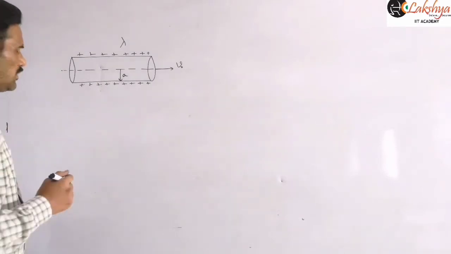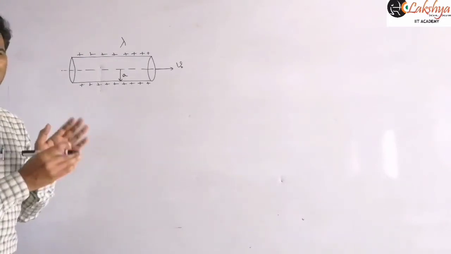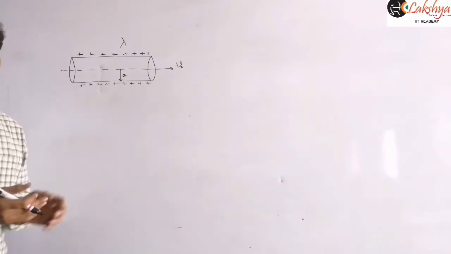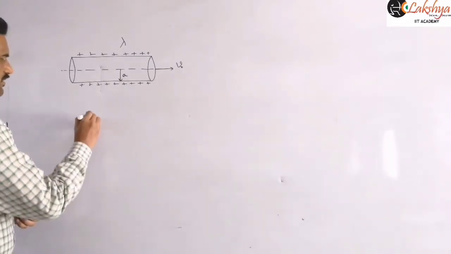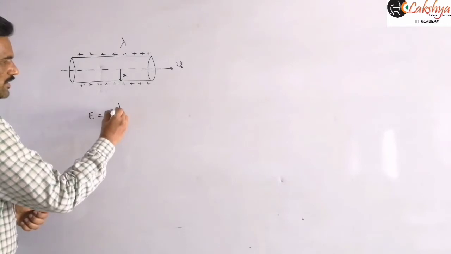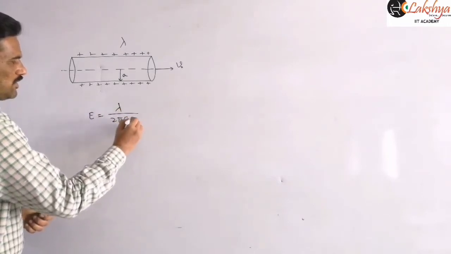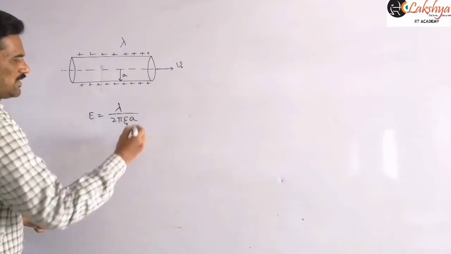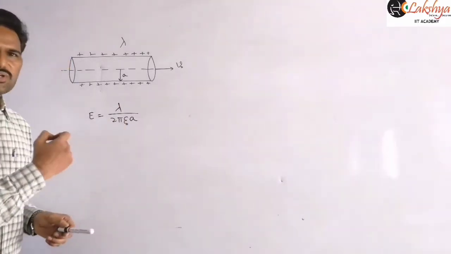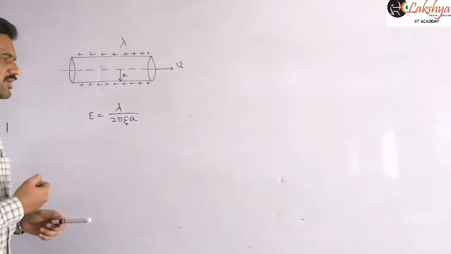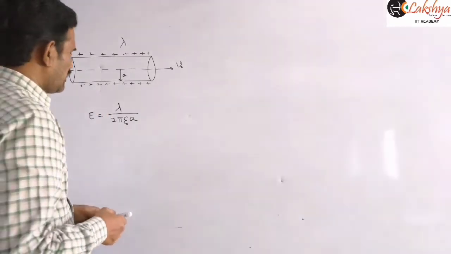Right. Here, we know the electric field formula. The electric field on the surface of this conductor we can write as lambda by 2 pi epsilon naught R, where R means A here, at a point just outside this conductor, since we are assuming the length of the rod is very large, right.